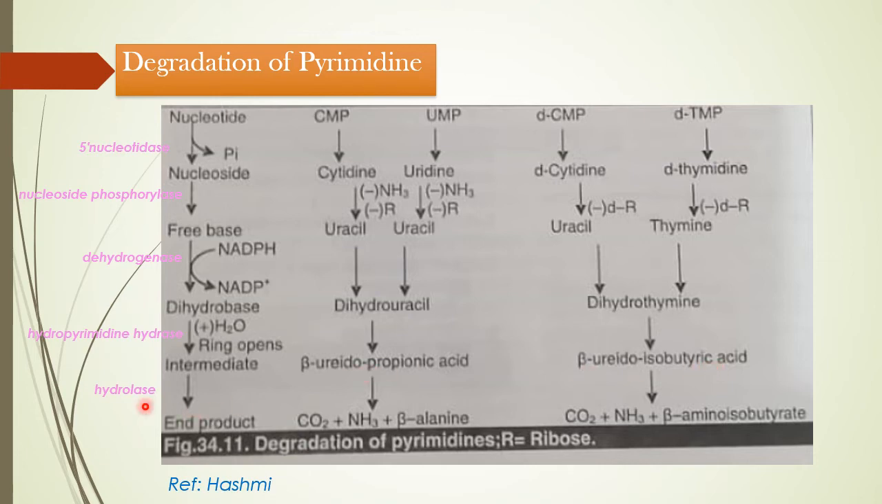Now in the last reaction there is simple hydrolysis, which is carried out by a hydrolase enzyme, and you can get your desired end product. So from the hydrolysis of beta-ureidopropanoic acid, you can get carbon dioxide, ammonia and beta-alanine, and by hydrolyzing beta-ureidoisobutyric acid, you can get carbon dioxide, ammonia and beta-aminoisobutyrate. So beta-aminoisobutyrate, beta-alanine, carbon dioxide and ammonia are the end products that we get after degrading pyrimidines.